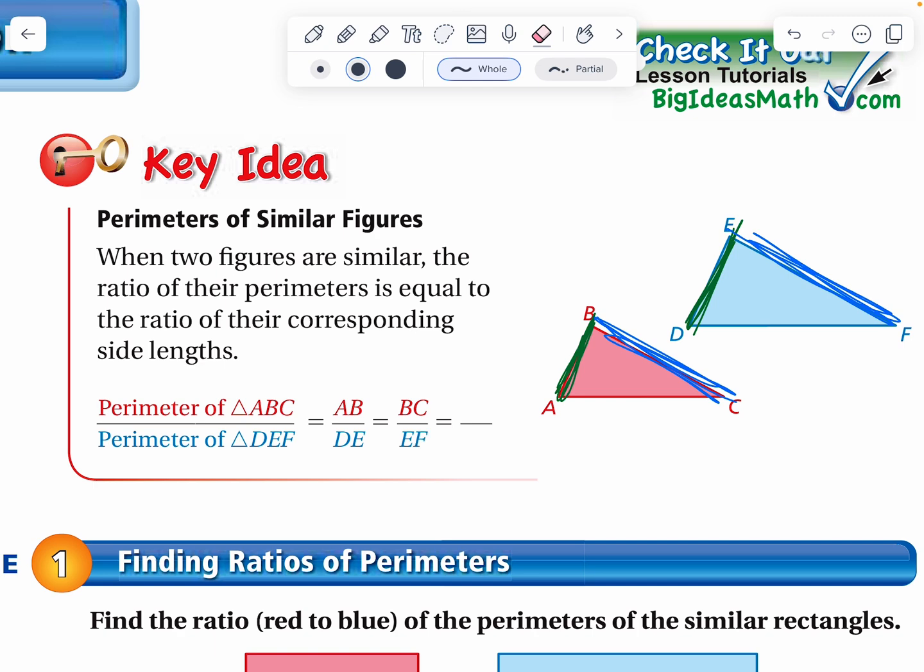And then the last one, let's pick a purple color. Right here in purple, AC and DF go together. So the ratio of AC over DF, which is right there, should be the same. So they should come out the same.